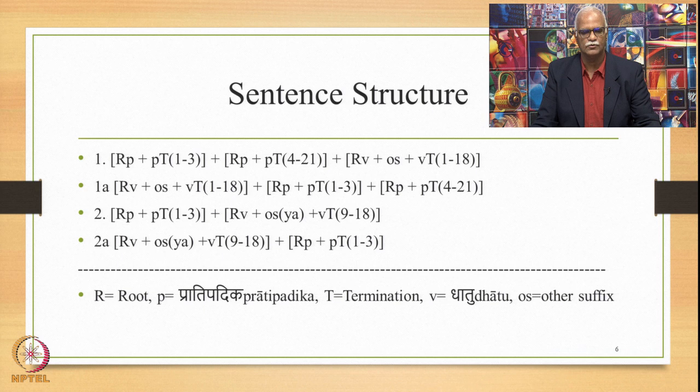1A can be shown with the order change, where Rv plus Os plus Vt 1 to 18, they occupy the first position, plus Rp plus Pt 1 to 3 in the second position, and Rp plus Pt 4 to 21 in the third position. And the similar kind of construction can be shown in the following manner. Rp plus Pt 1 to 3 plus Rv plus Os, that is here, plus Vt 9 to 18. And if the order is changed, then Rv plus Os, that is here, plus Vt 9 to 18 plus Rp plus Pt 1 to 3.